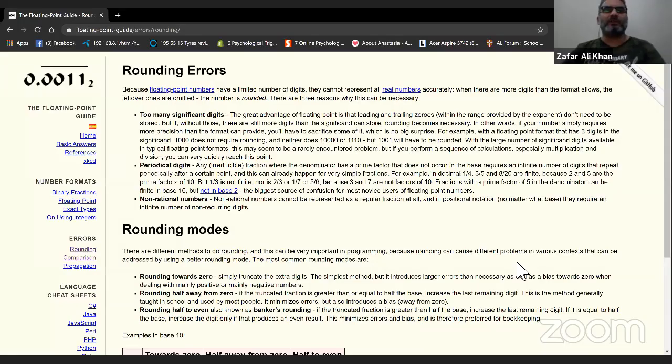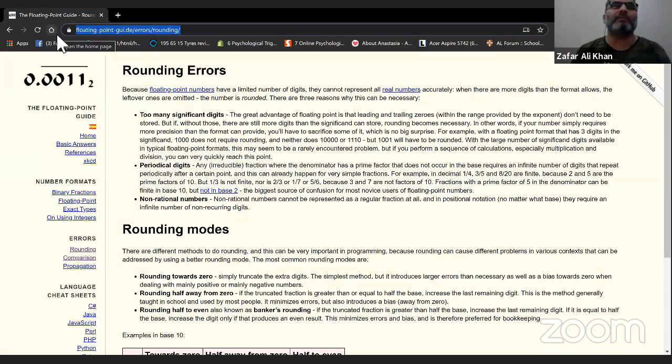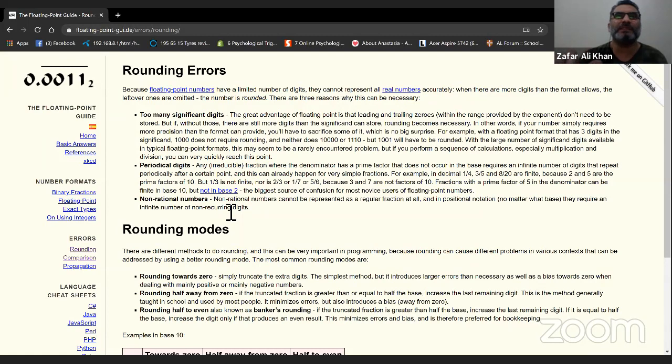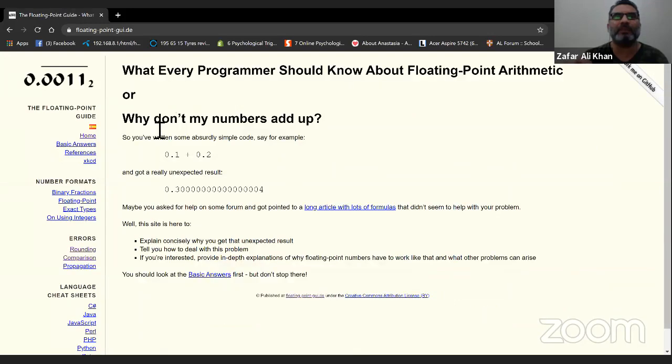This is a good website to understand these issues. This is called rounding errors in floating point. The website address is floating-point-gui.de, the Floating Point Guide. And it actually shows these errors. So what are these errors? Basically what happens, let's say we have got two numbers, 0.1 and 0.2, and if we add them, instead of having 0.3, what do we have over here?